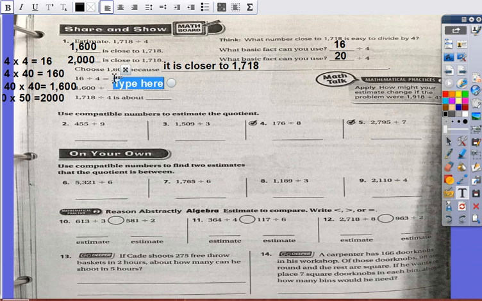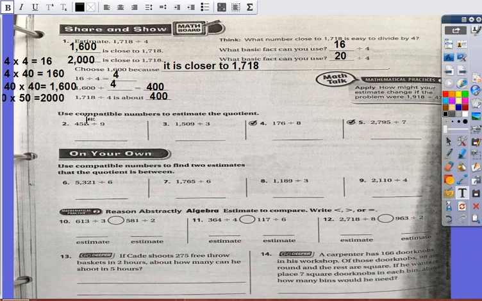So 16 divided by 4 is 4. 1,600 divided by 4 is 400. So 1,718 divided by 4 is about 400. I like to use multiplication, but you can use whatever you want with that. Alright, so we're going to do a couple here.